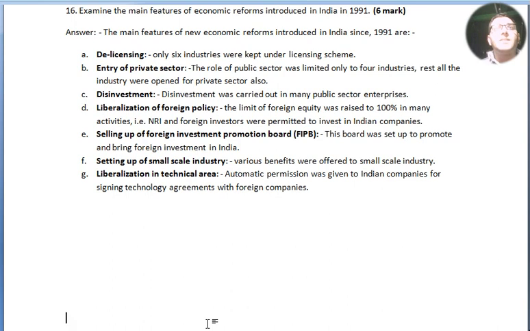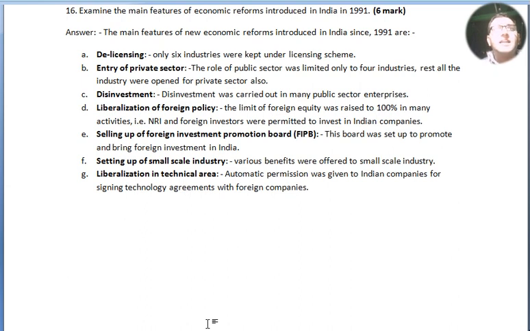Point number D, liberalization of foreign policy. The limit of foreign equity was raised to 100% in many activities, that is, NRI and foreign investors were permitted to invest in Indian companies. Point number E, setting up of Foreign Investment Promotion Board, FIPB. This board was set up to promote and bring foreign investment in India.